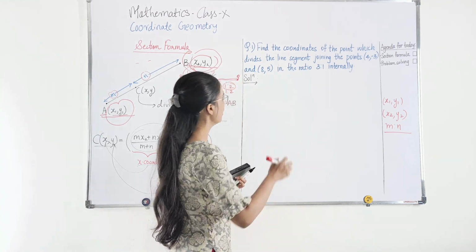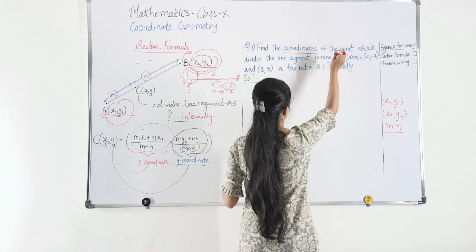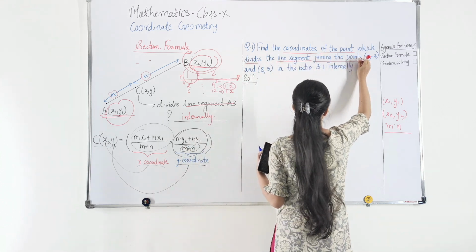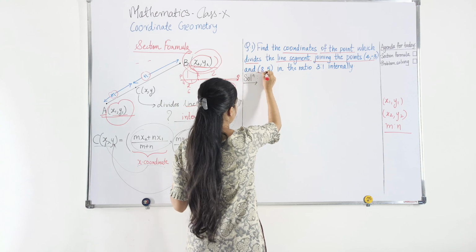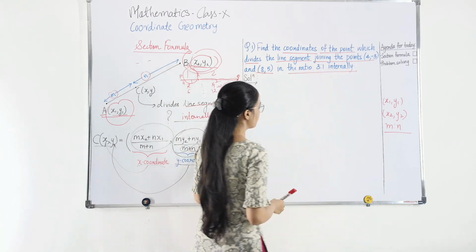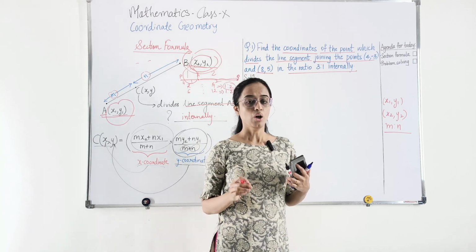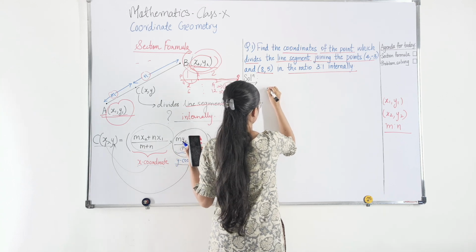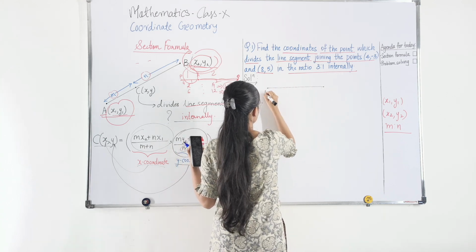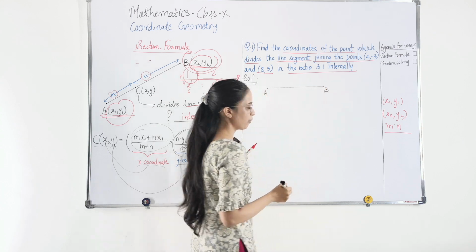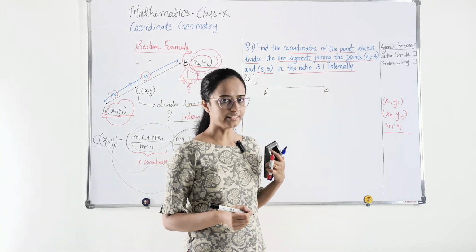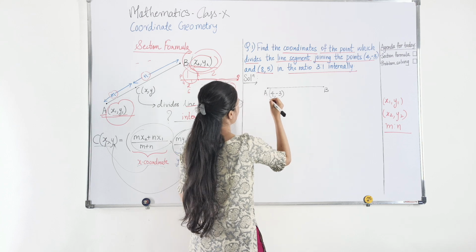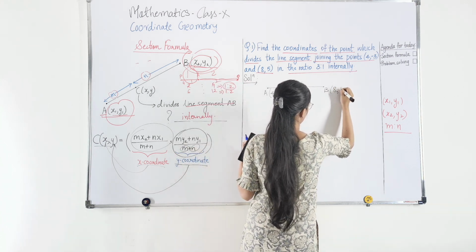The question says: find the coordinates of the point which divides the line segment joining the points (4, -3) and (8, 5) in the ratio 3:1 internally. So what is the question saying? Here we have a line segment. Let us say this is the line segment and let's name it AB. Are we given the coordinates of the endpoints? Yes, of course. The first point given to us is (4, -3), and the second point is (8, 5).